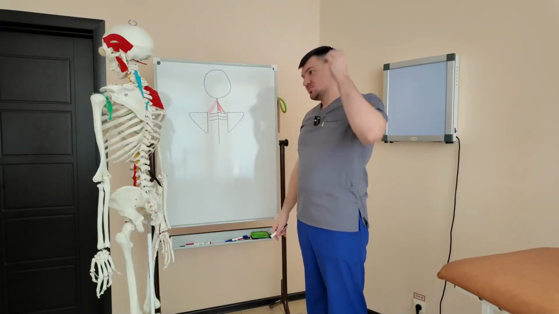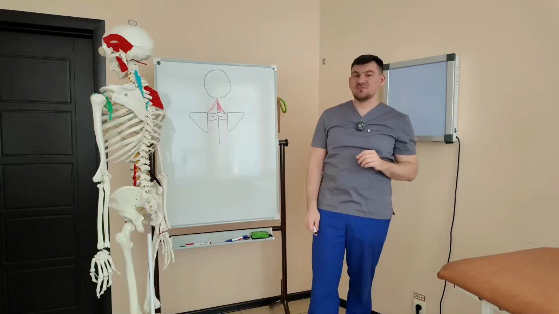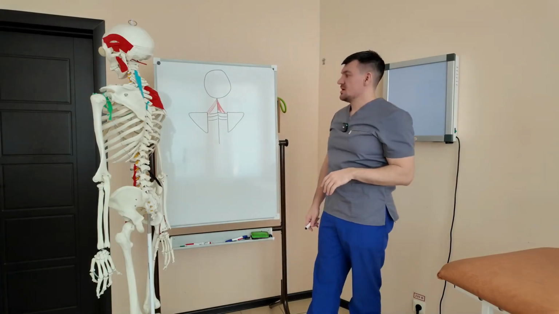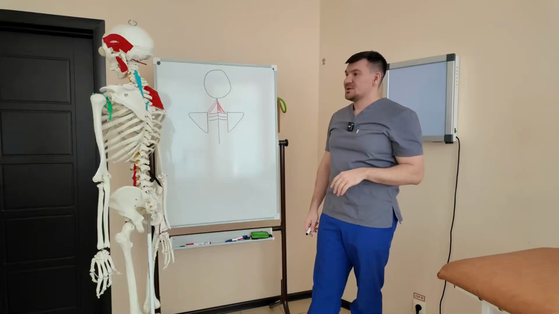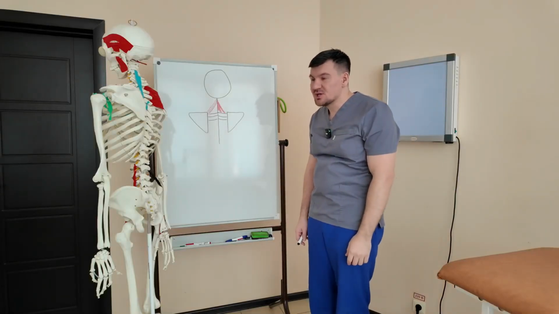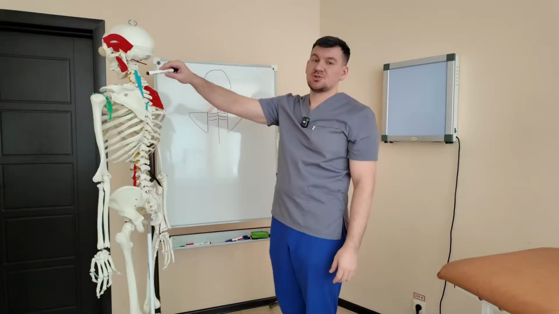Its tension can cause such a reflected tension in the area of the occiput, even a headache in the area of the occiput, and a temple in the temporal area can also occur. But also when the position of the head changes, when it starts to shift forward like this, an excessive load arises on this suboccipital muscle group.